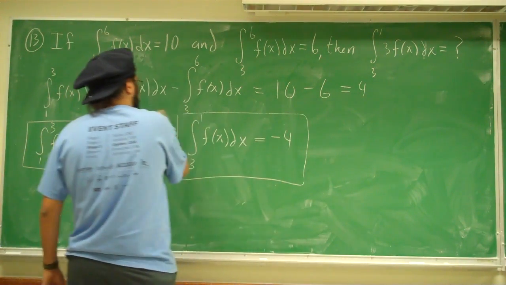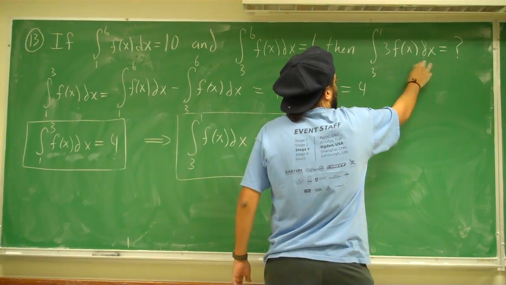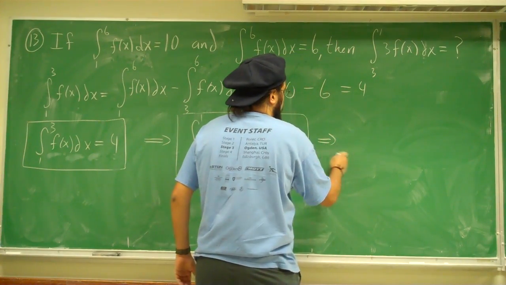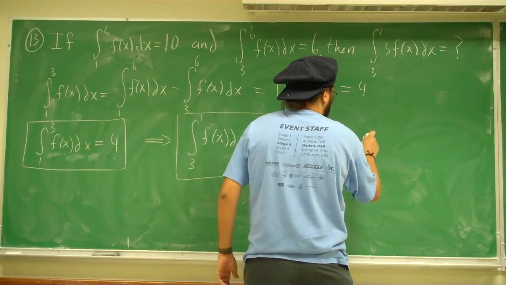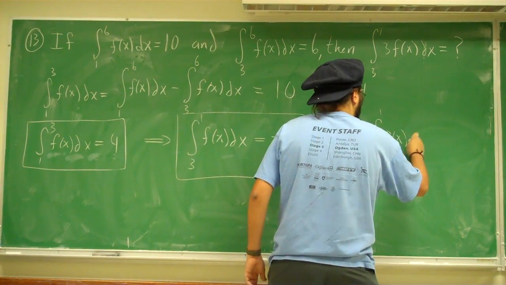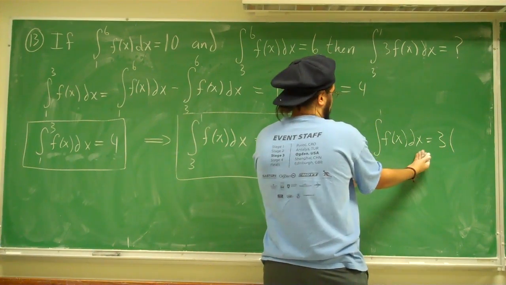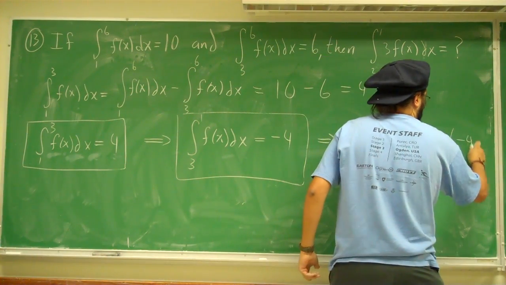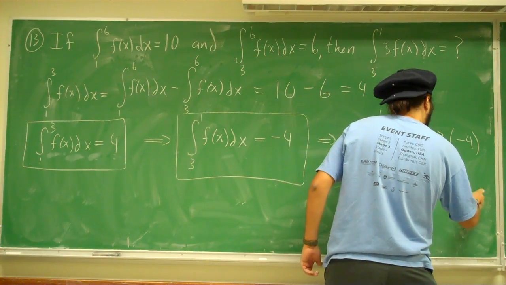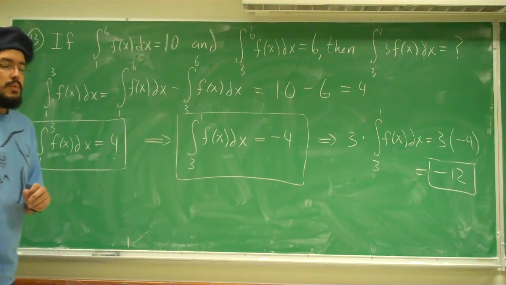Okay, so now we have this. And now we're almost done, because now we have the integral from 3 to 1 of f of x dx. This 3 can be brought outside. So this implies that 3 times the integral from 3 to 1 of f of x dx is equal to 3 times this whole thing right here, which is negative 4. And that's just 3 times negative 4, negative 12. So the answer is negative 12.